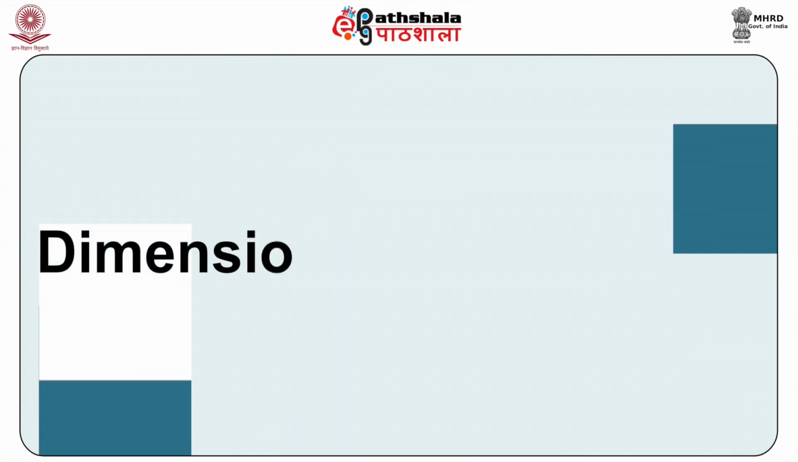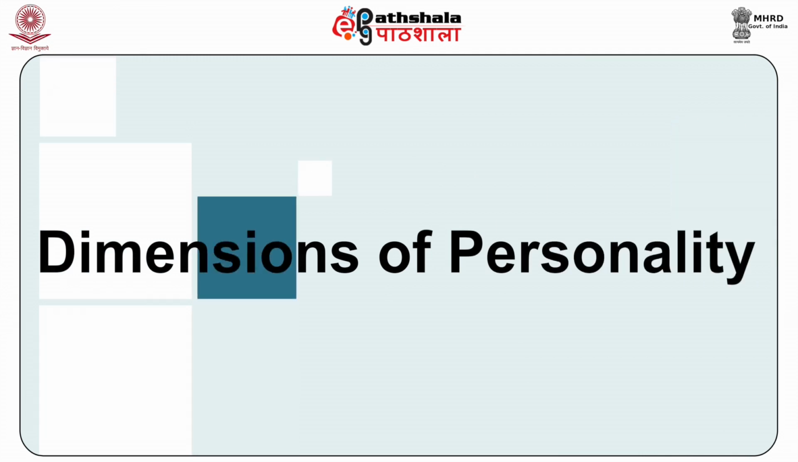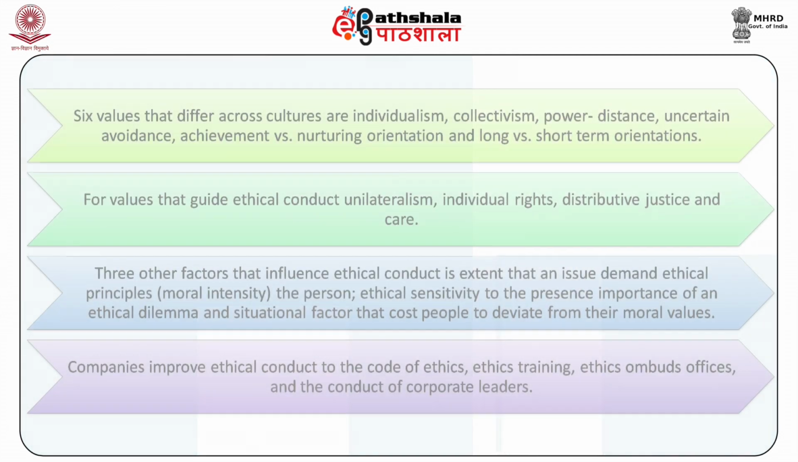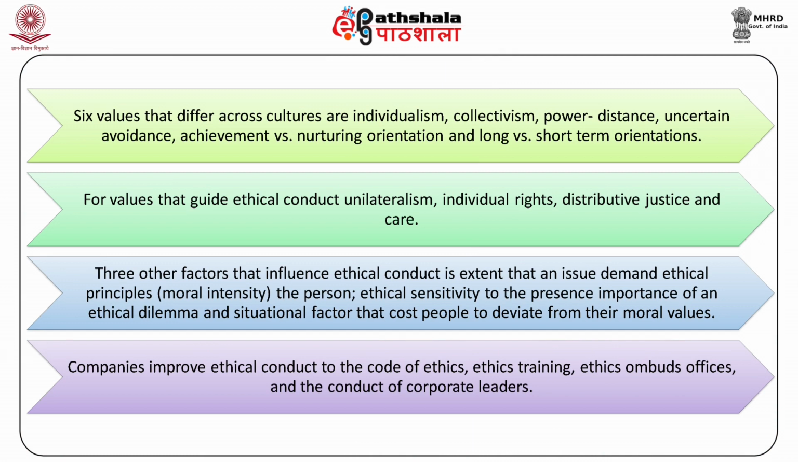Next, we are going to talk about the various dimensions of personality. 6 values that differ across cultures are individualism, collectivism, power distance, uncertainty avoidance, achievement versus nurturing orientation, and lastly, long versus short-term orientation. Values that guide ethical conduct are utilitarianism, individual rights, distributive justice, and care.